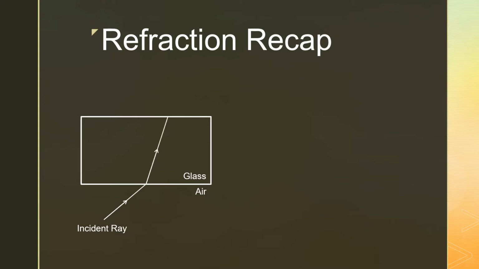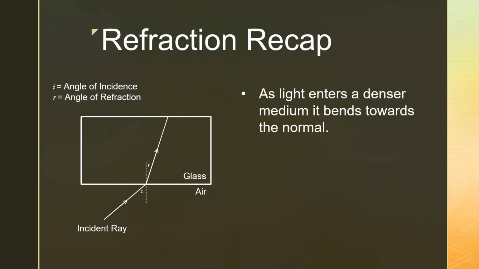As I've shown here. Now, in order to be able to quantify this or really discuss it, we need to add in what we call the normal. The normal is a line perpendicular, or at right angles, to the boundary between the two media. So that's this line here. That enables us to add in two angles. That is the angle of incidence here and the angle of refraction here. So we can see that as light enters a denser medium, it bends towards the normal. So our angle of refraction is very clearly smaller than our angle of incidence. We bent towards the normal.